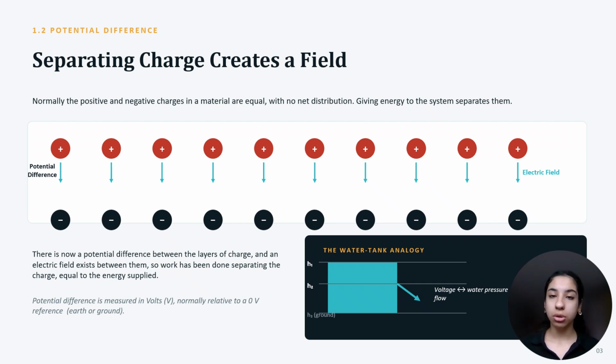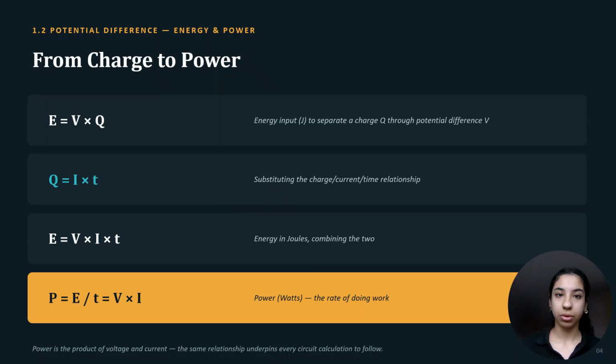Now, you could also use the example of a water tank analogy if you want. You could have a look at the picture, pause the video if you want. I'm not going to dive into that.